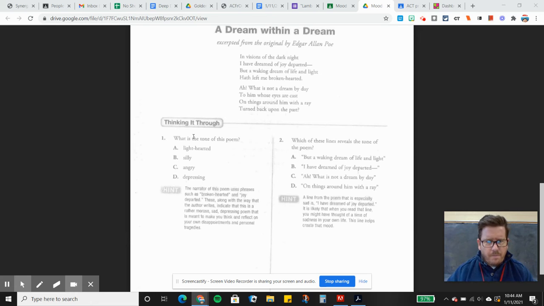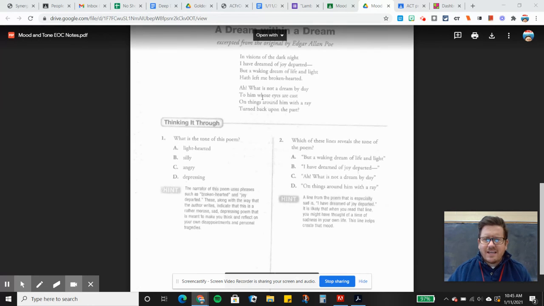So what is the tone of the poem? Got four options here: lighthearted, silly, angry, and depressing. Now, lighthearted and silly kind of go together, and angry and depressing kind of go together. But we want to make sure that when we are describing tone, we are as specific as possible. So if you look at lighthearted and silly, there's definitely not lighthearted. I mean, you see brokenhearted here. There's nothing silly about this.